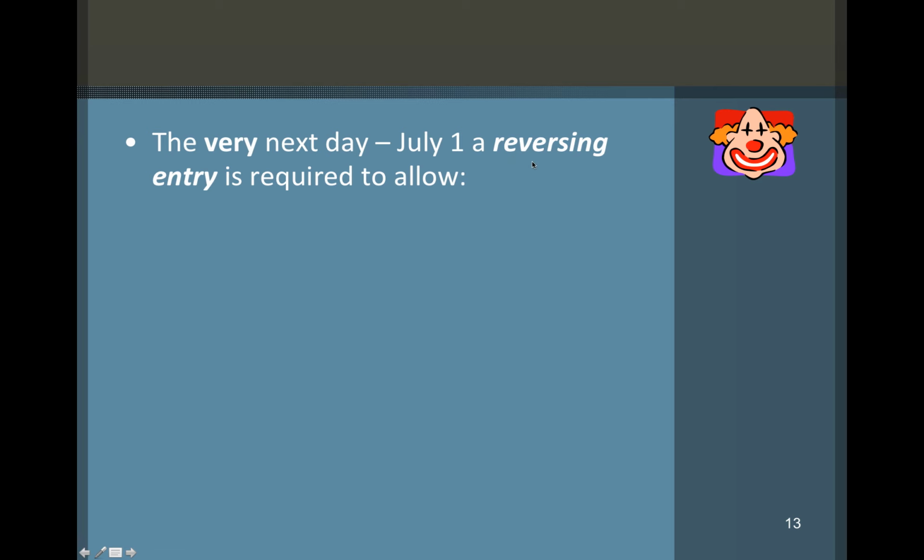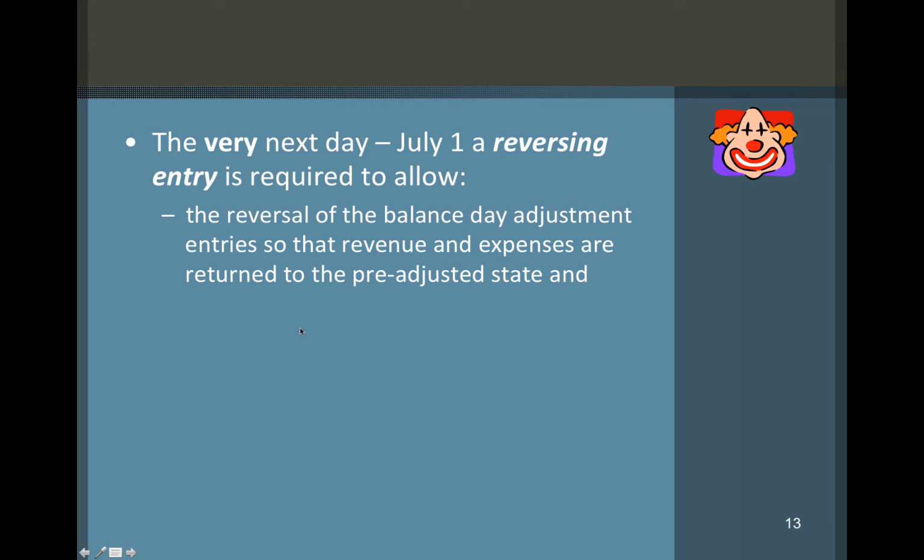What we need to do is we need to reverse all of the balance day adjustments that we performed yesterday, June 30. We need to perform these reversing entries, and I'm going to explain why. The reversal of the balance day adjustment entries need to occur so that those revenues and expenses which were adjusted in the previous accounting period need to be returned back to their pre-adjusted state.